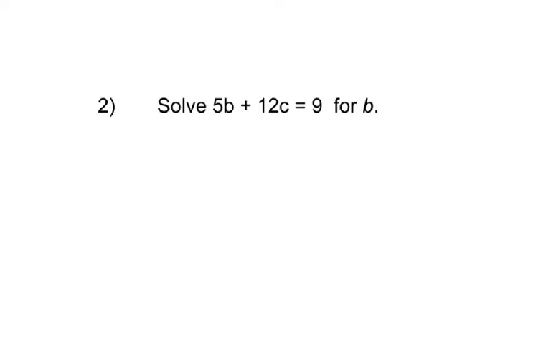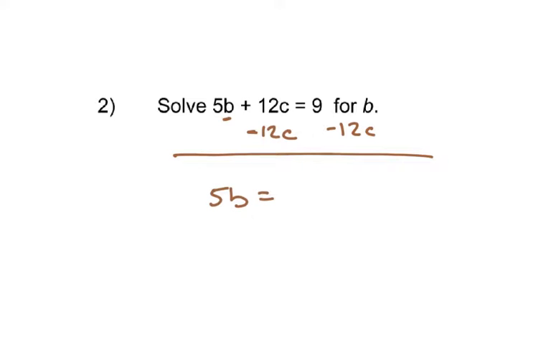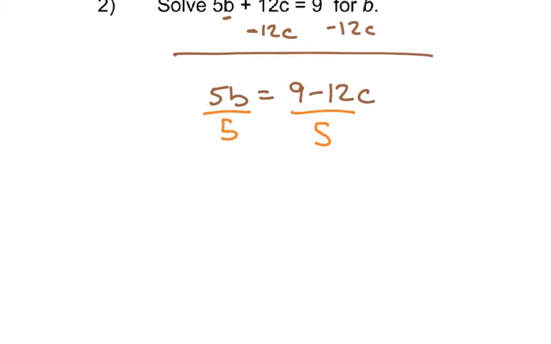Okay, 5b plus 12c equals 9. We're going to solve for b. So we're going to isolate b, okay, which means you want to move everything else to the other side. So if we have plus 12c, we can subtract 12c from both sides. So we're going to get 5b equals 9 minus 12c. All right, next move, we're going to divide through by 5. And I'm just going to divide everything through by 5. So b is 9 minus 12c over 5. That's it. That's all you got to do.